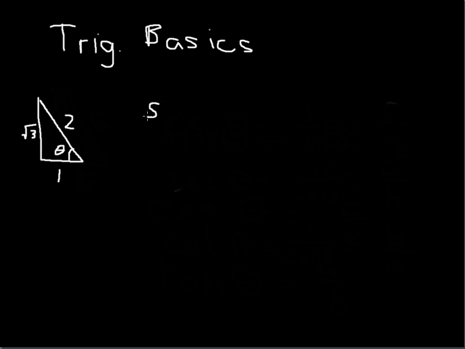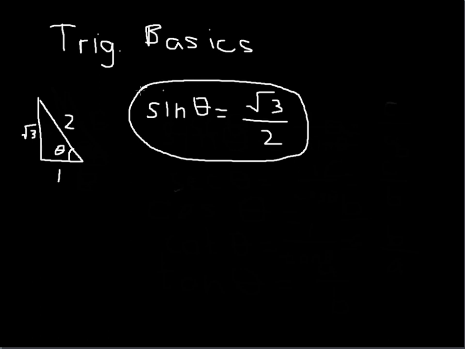To do sine theta, we have to do the opposite over the hypotenuse. So the opposite here is root 3 over the hypotenuse, which is 2, and this is sine theta. Good job if you got it right.